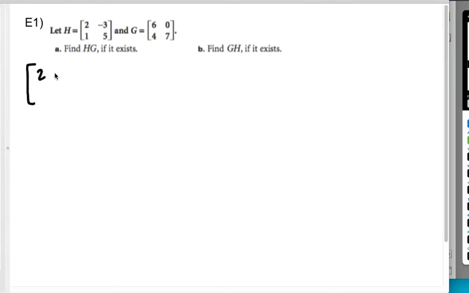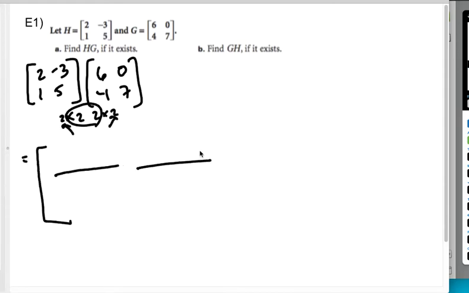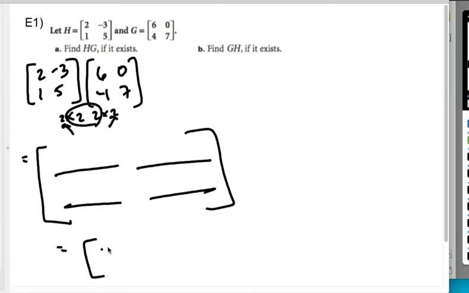So 2, -3, 1, 5, 6, 0, 4, 7. They are both 2 by 2s. So not only is it okay, but the answer will also be 2 by 2. So I'm going to go ahead and make a 2 by 2 work matrix and a 2 by 2 answer matrix. And you don't have to do this, but if you're doing work by hand, it's really helpful to have a work matrix.